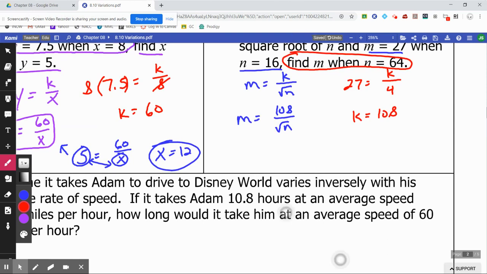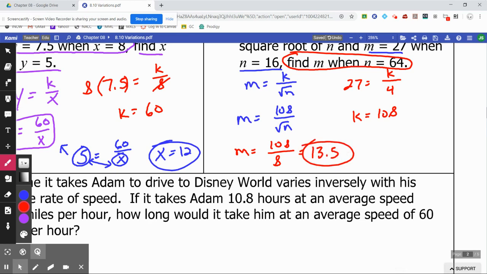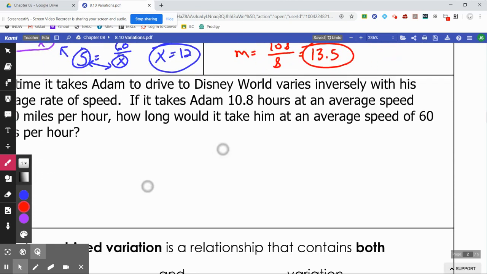So therefore, you were looking for m equals 108 over the square root of 6, which is 8. 108 over 8. You can divide that out, and you're going to get 13.5. Okay, next problem. We have, again, a word problem.